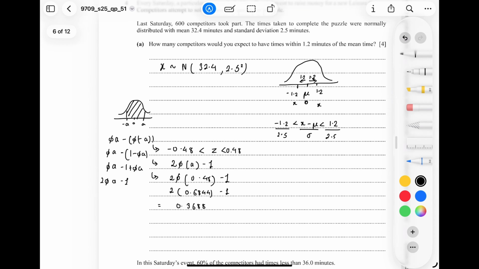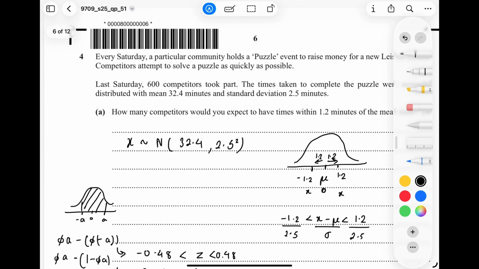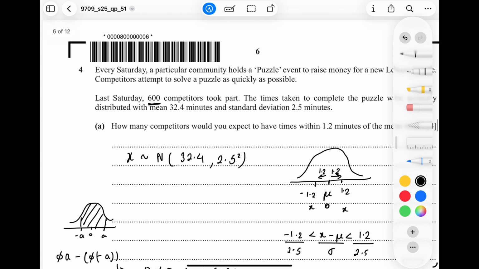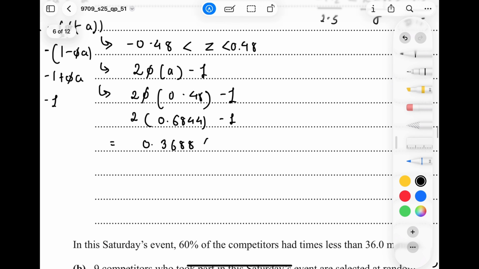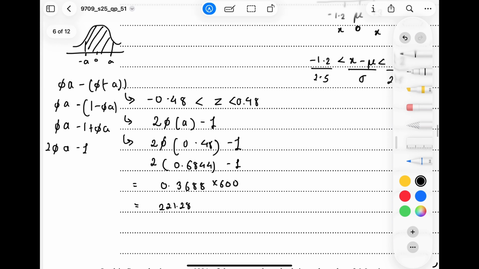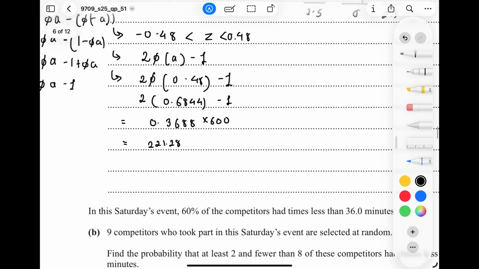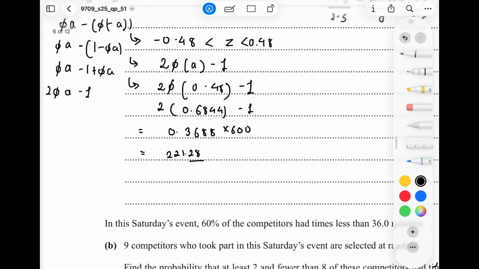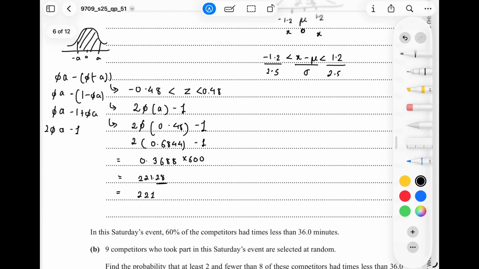You get 0.3688. But you might think you're done, but remember the 600 competitors that took part, do not forget about them. So you just multiply by 600 and you get 221.28. Now we're talking about competitors here, right? They're people. We can't have 0.28 of a person, so I'll just round down and I'll get 221. But in the mark scheme, you can actually round up as well. You can get 222, but both of them are correct.